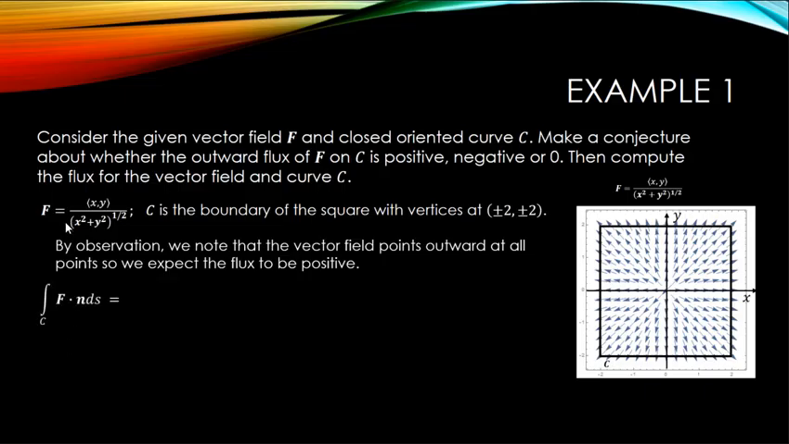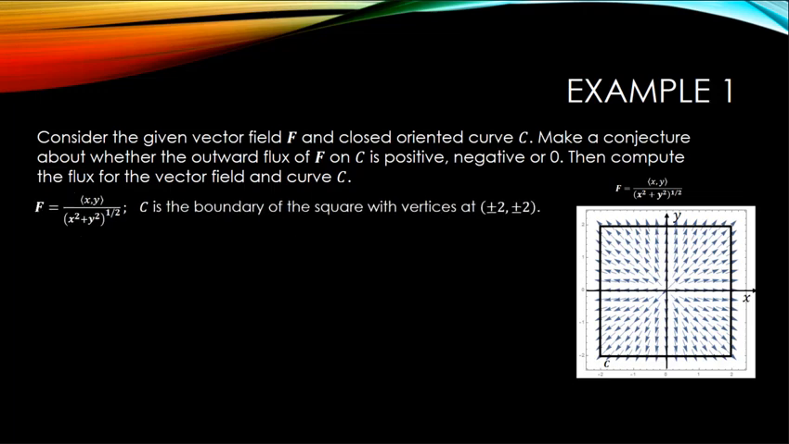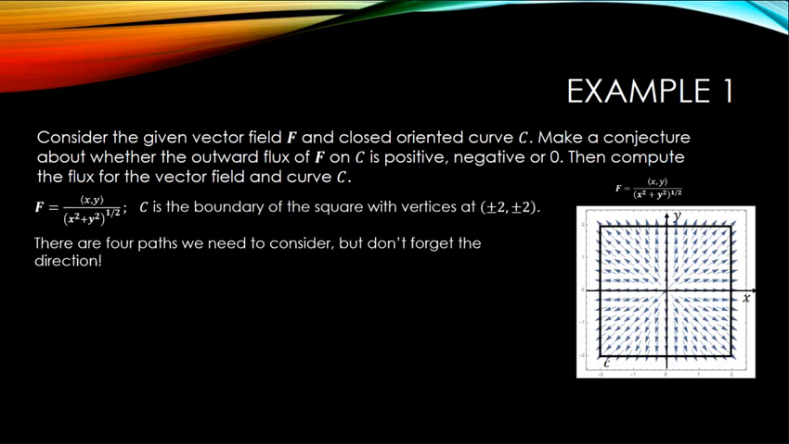The line integral over C of F dot n ds is equal to the line integral over C of f times y prime minus g times x prime, and I am expecting this to be greater than 0. Now I need to recognize that with my square boundary here, I actually have 4 paths that I need to consider, but I have to think about direction. And by convention, I take my orientation to be counterclockwise for the positive direction.